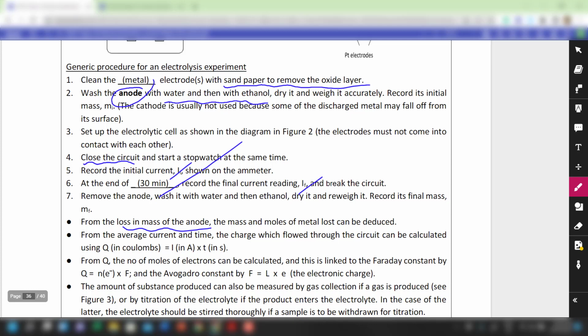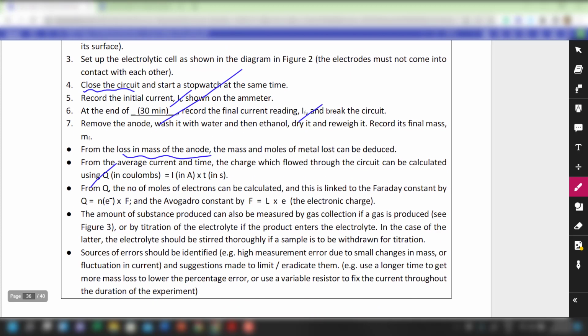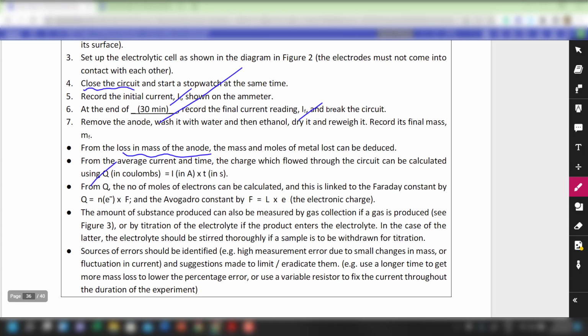Then the mass loss you can easily convert to the number of moles, and from the number of moles you can convert to the number of moles of electron transfer. That's where you can obtain the coulombs, the quantity of charge in coulombs.